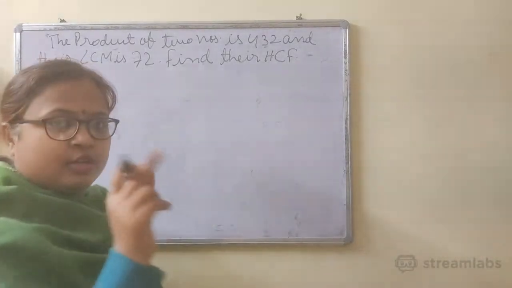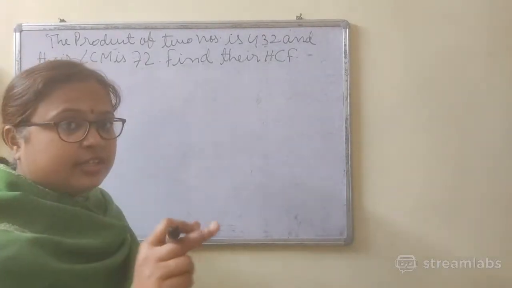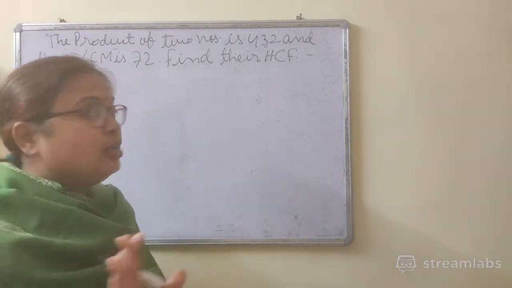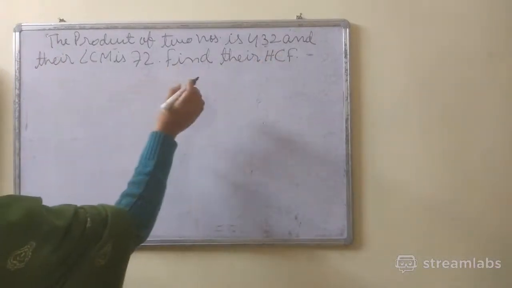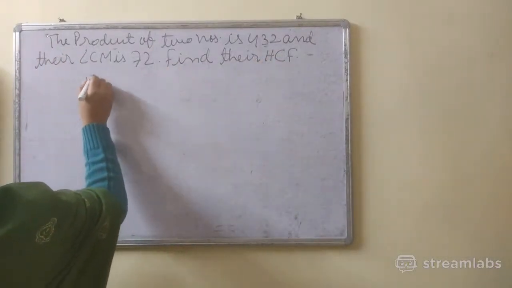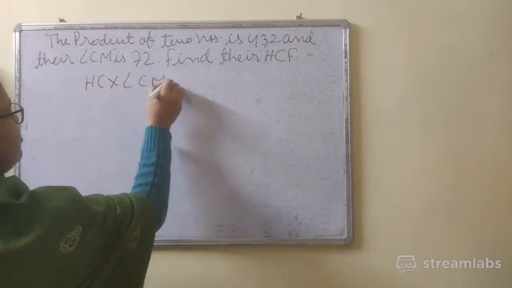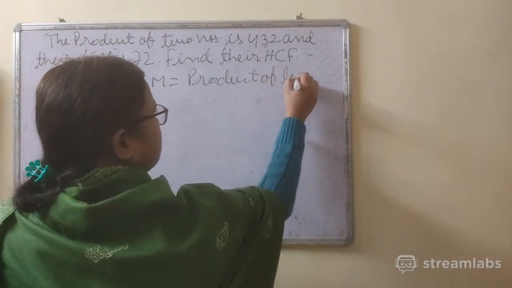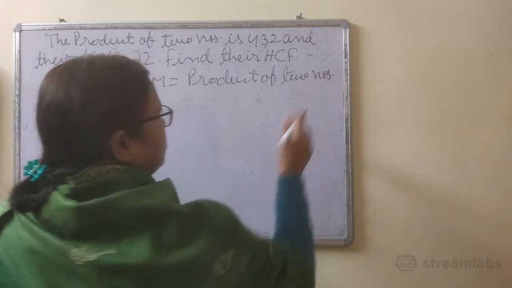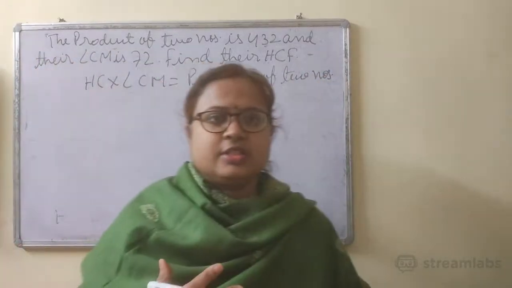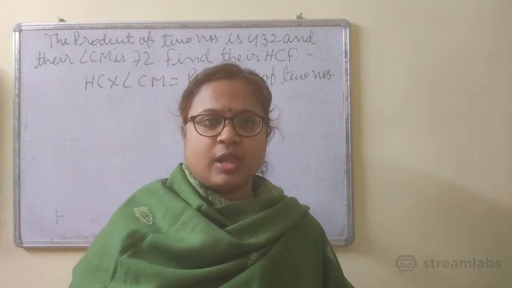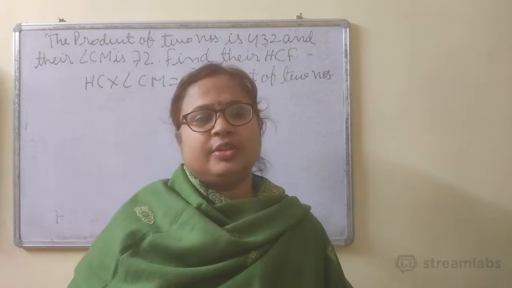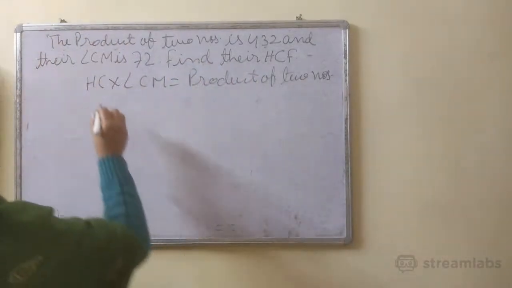I have written the formula. You must have noted it down; you can check. It is written: HCF into LCM is equal to the product of two numbers. Clear? So here the product of two numbers is given as 432, so we can write HCF into LCM is equal to the product of two numbers. When you solve this type of question, every time you write the formula. In each and every question, if you write the formula, it will get stored in your mind.